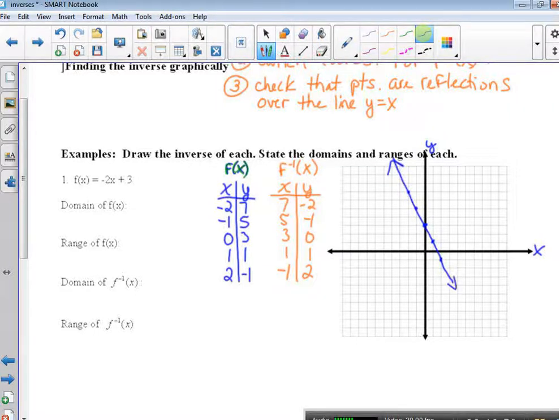Okay, so there's f of x. Now to graph the inverse, we switch those points, do a different color. 1, 2, 3, 4, 5, 6, 7, negative 2, 1, 2, 3, 4, 5, negative 1, 3, 0, 1, 1, and negative 1, 2.